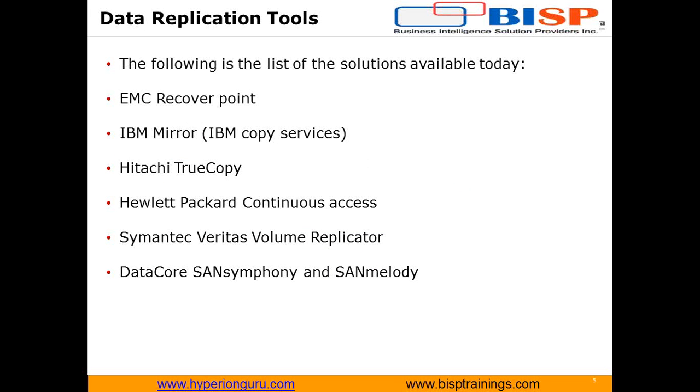There are various competitors in the market for Oracle Goldengate currently. IBM has its own tool in the market, which is IBM Mirror. Hitachi has its own tool, which is known as Hitachi TrueCopy. Then HP has its own product, which is known as Continuous Access. Symantec has its own product. EMC RecoverPoint is also there.